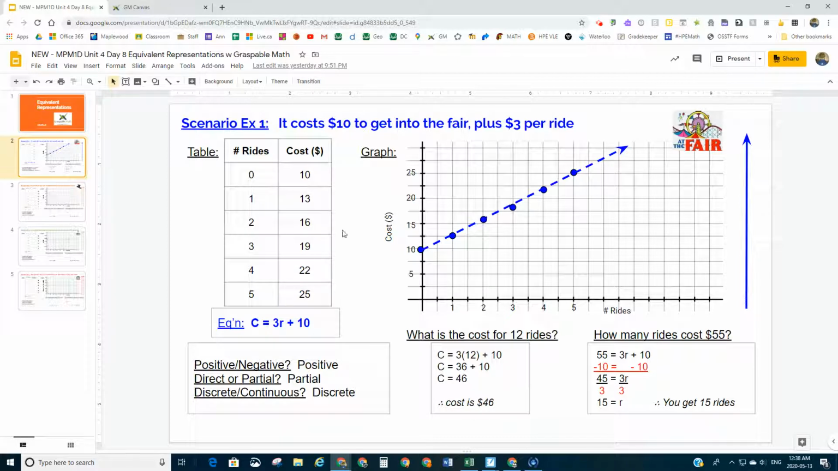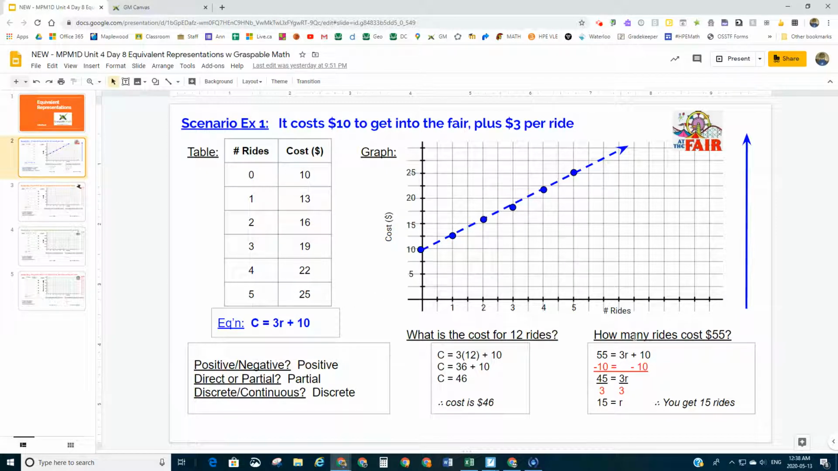This can be represented by the equation. Since the first difference is going up by 3, you know the slope is 3, and your 3R is the rate of change, 3 times the number of rides, plus your $10 flat rate to get in. So we called the equation C equals 3R plus 10, where capital C represented the cost and R represented the number of rides. We could do all that, and that was fine.